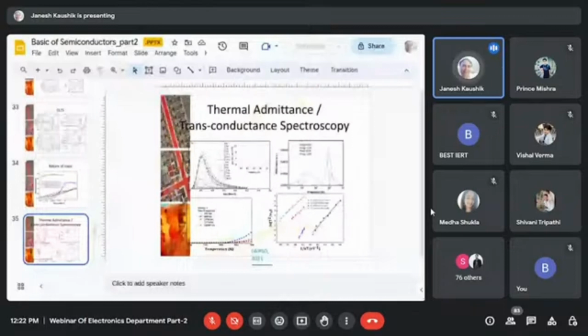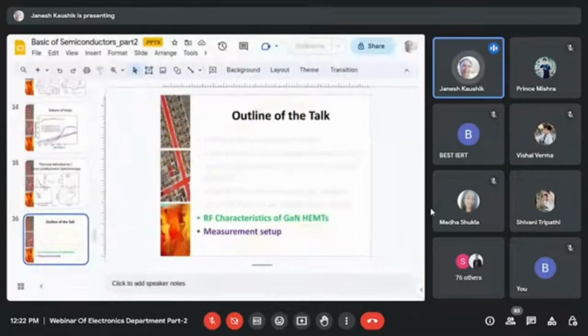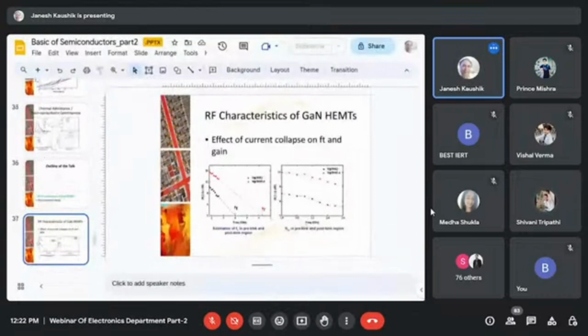So these are the main issues which we face in the DC characteristics of the aluminum gallium nitride HEMT, and we use different methodologies to calculate why it is behaving like that. Now, how the RF performance is affected: when we measure the S parameters and calculate the gain and the unity gain frequency, we see that this is changing with the drain voltage.